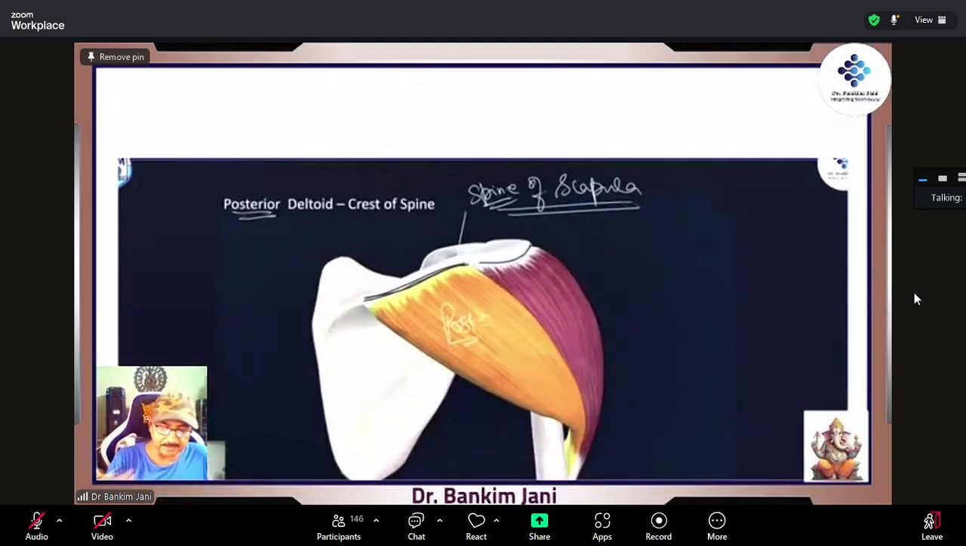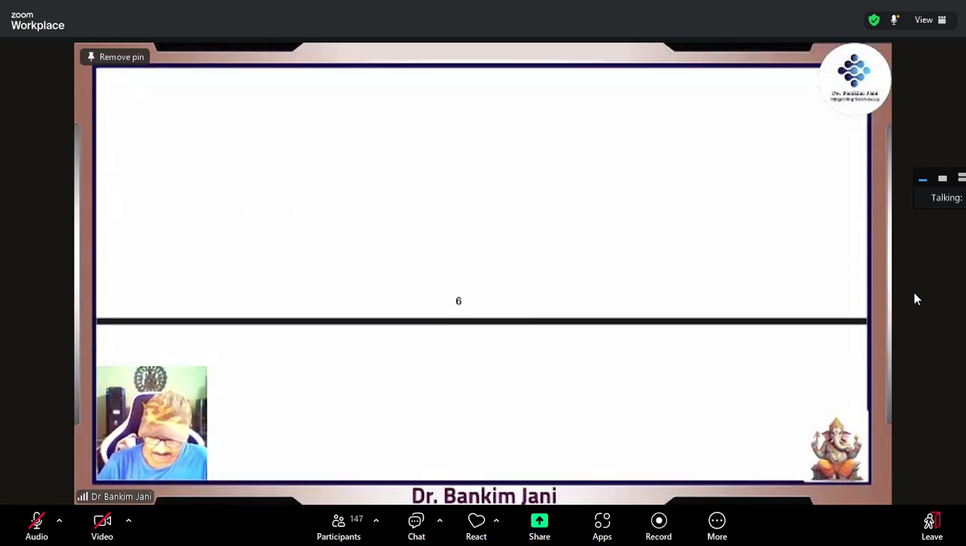And this is again the posterior one. Posterior one, what was behind? The moment we touch, yes, that was the spine of the scapula. So the crest of the spine is used, and that is the spine of the scapula, and that is what is taken by the posterior one. Okay.